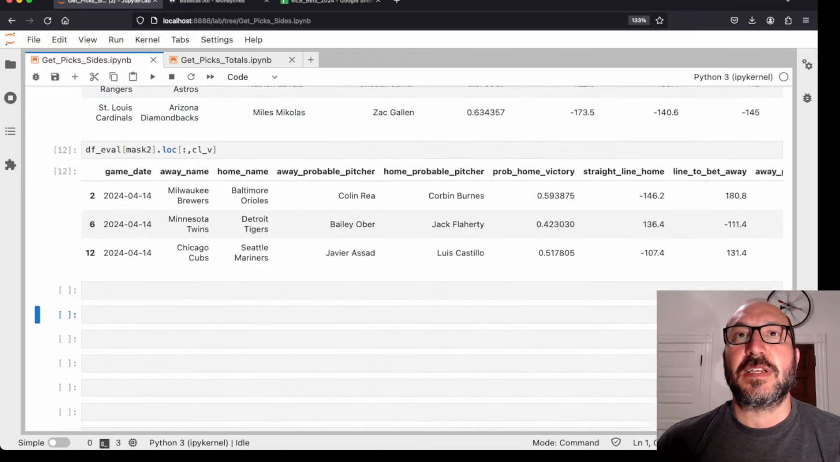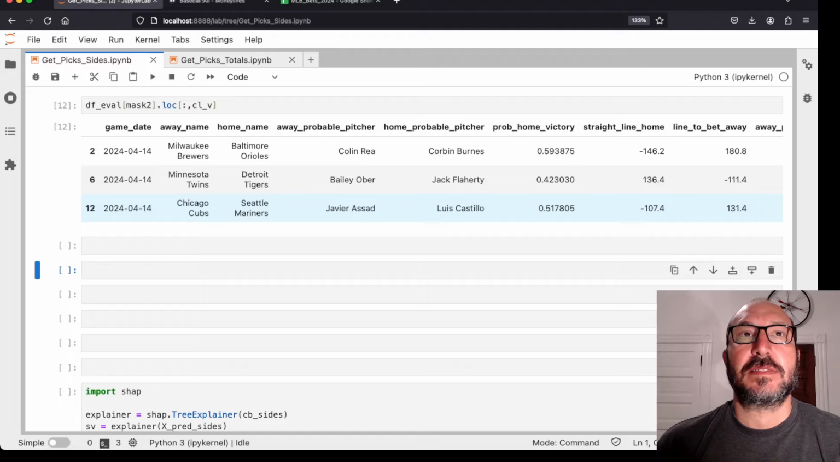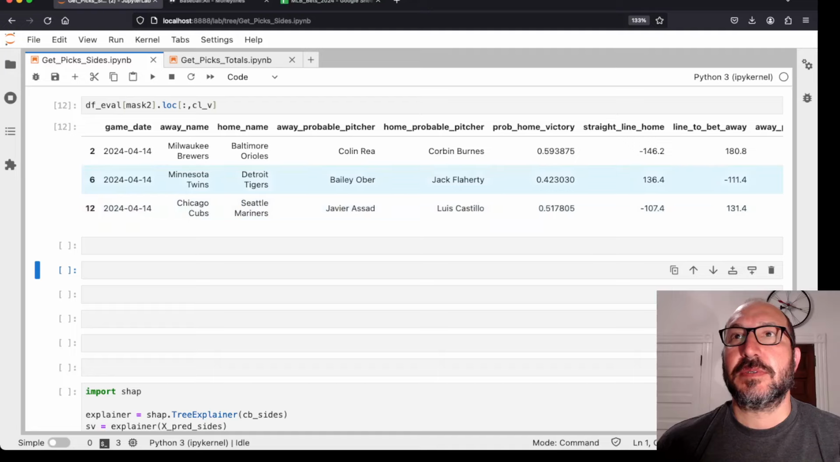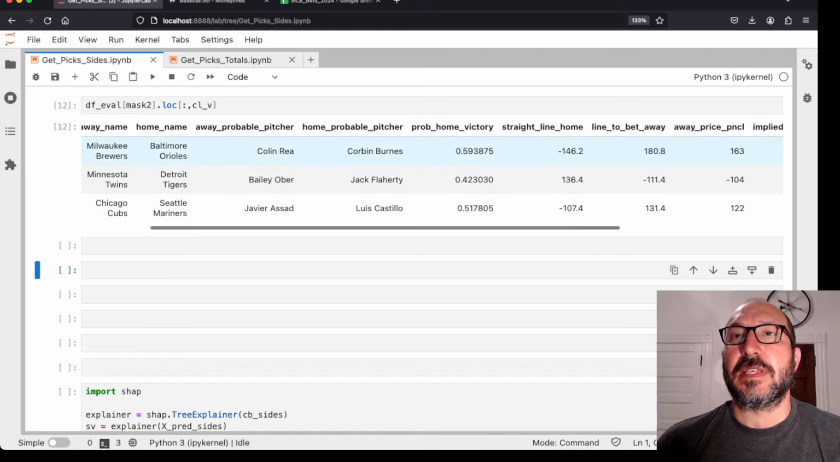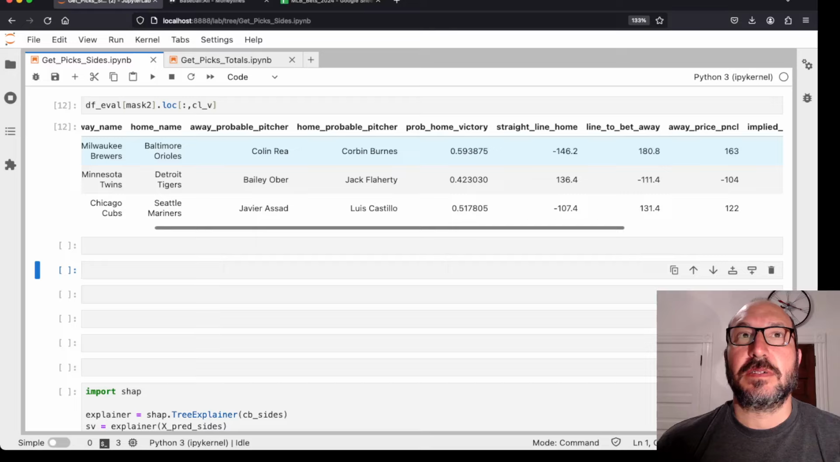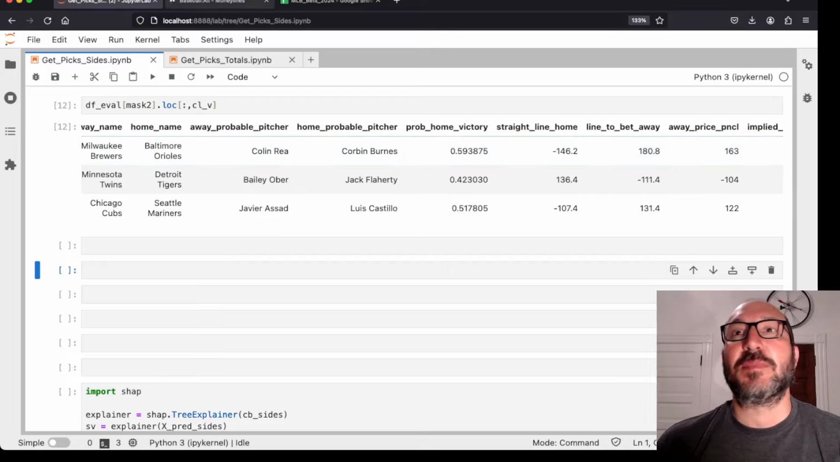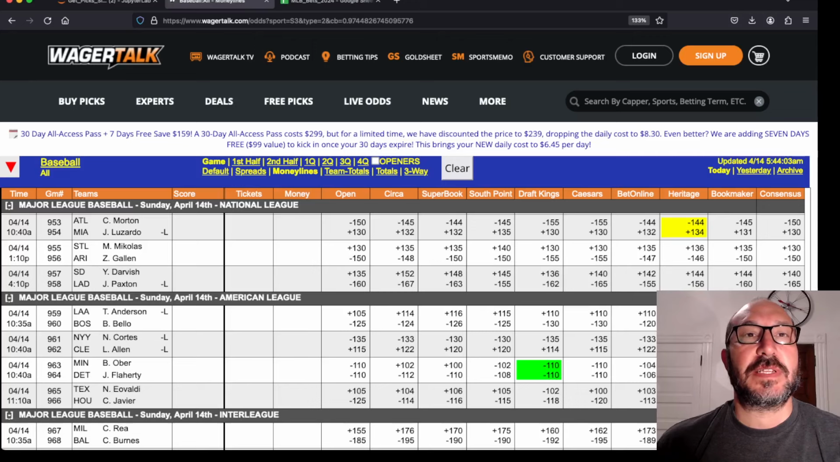So moving on to the away teams that it likes. We've got the Brewers. Orioles, the model likes the Brewers, a big underdog here, if you can get 180, but I'm going to go show it 163.